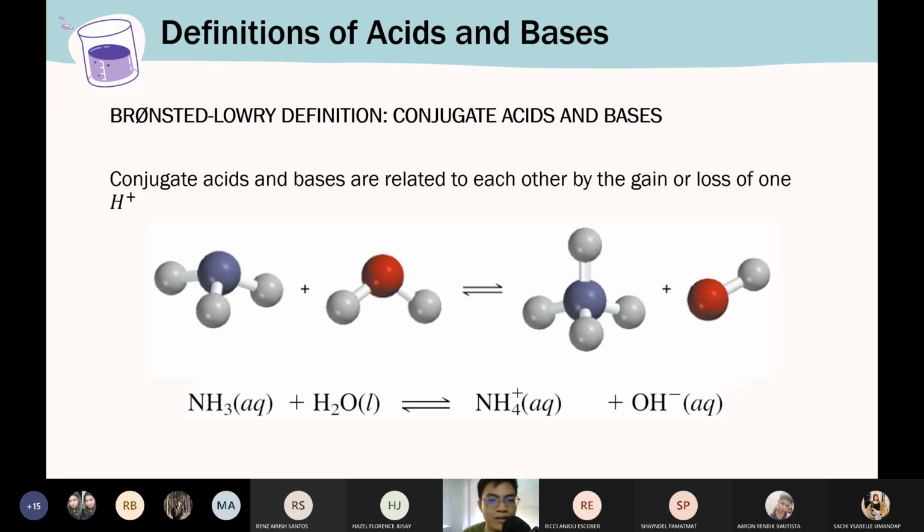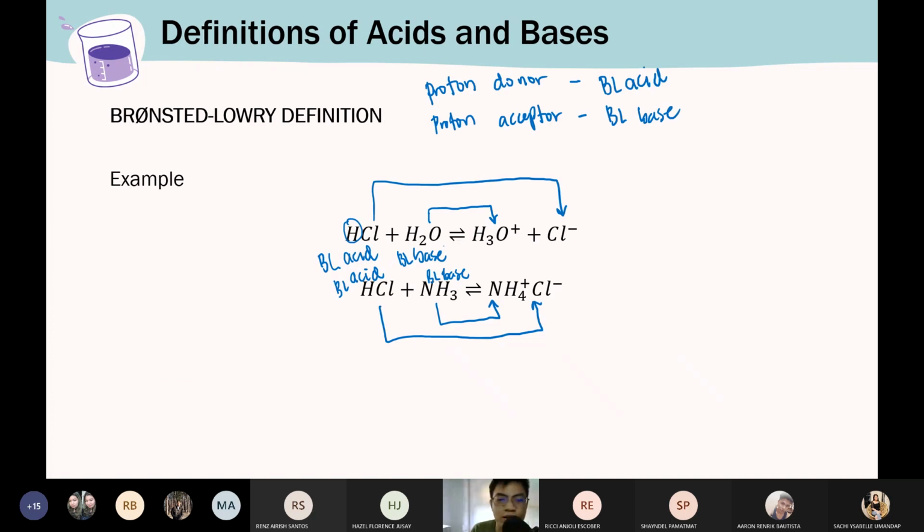Okay? So, we have here another reaction of ammonia and water producing ammonium ion and hydroxide anion. As you can see here, no, si ammonia before tatlo yung hydrogen niya. Pero pagdating dito sa other side of the reaction, apat na yung hydrogen niya. So, ano yun? Is it a Bronsted-Lowry acid or a Bronsted-Lowry base? So, tatlo yung hydrogen niya, tapos ngayon naging apat na. Ano kaya tawag sa kanya? Bronsted-Lowry acid o Bronsted-Lowry base?